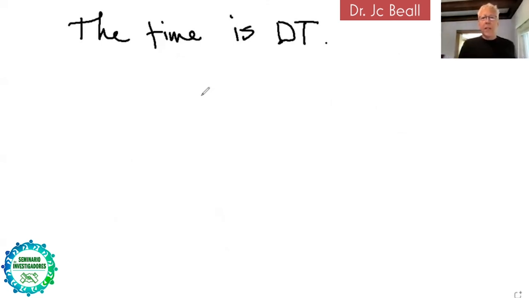All right, so the time is DT, okay? Where DT is date and time. So an instance of that might be May 5th, 2021, 1800 Greenwich Mean Time and so on. That's all this is, okay?